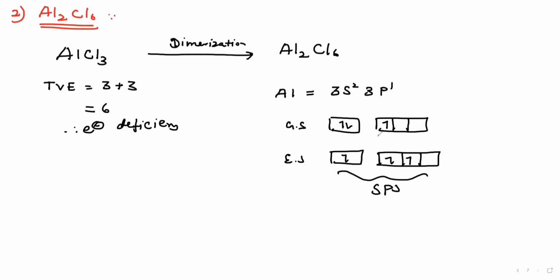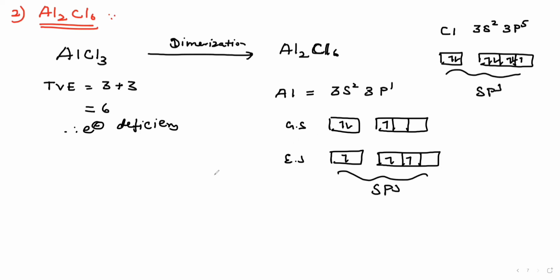Again, same as boron. But in this case, chlorine. In B2H6, hydrogen has only 1 electron, but chlorine belongs to the p block element. Therefore, in case of Cl, what is the outermost configuration? 3s2 and 3p5. Therefore, I write the electrons. This is also sp3, right? Understand?